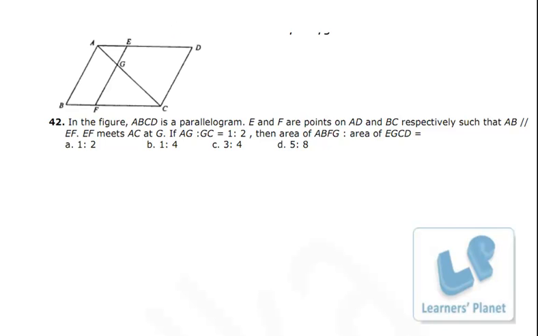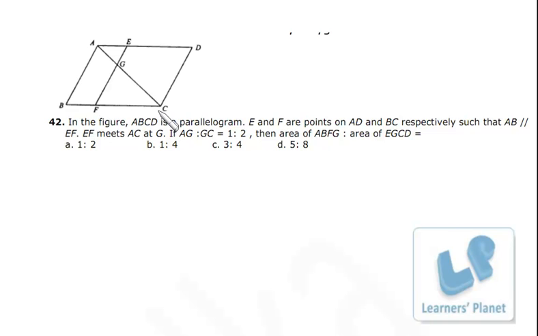The first thing is, when you see these sorts of triangles, just try to recall similar triangles. Now triangle AGE will be similar to triangle FGC, right? Since their sides are in the ratio AG to GC, that is 1:2, that means the areas will be in the ratio 1:4.